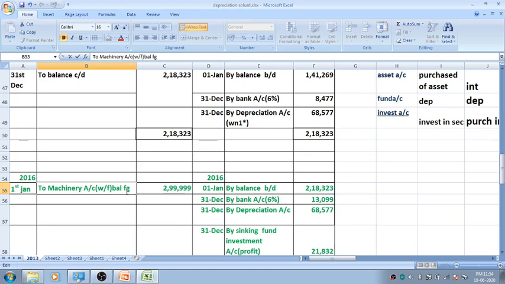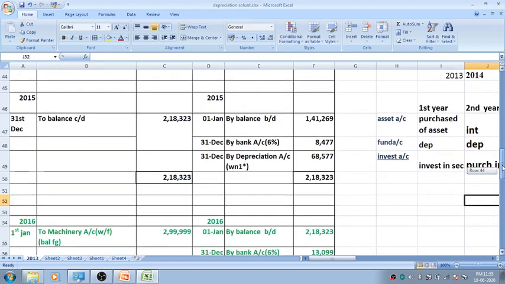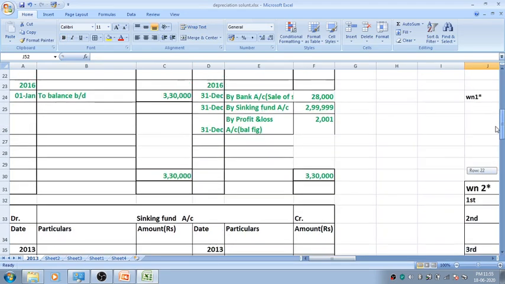Written off amount, balancing figure. Then, since it is written to machinery account, it will further affect your machinery account. So when I come to machinery account in the 2016 year, it is recorded as by sinking fund account 2,99,999 on the last one. Okay.